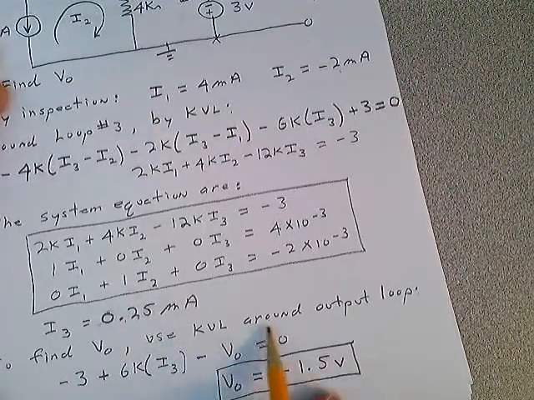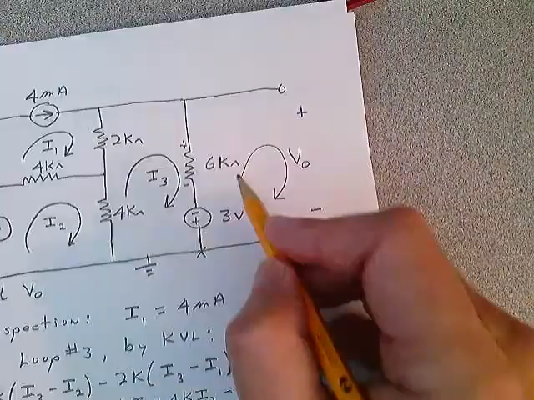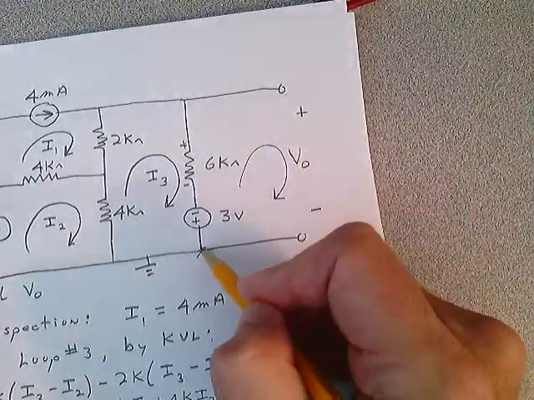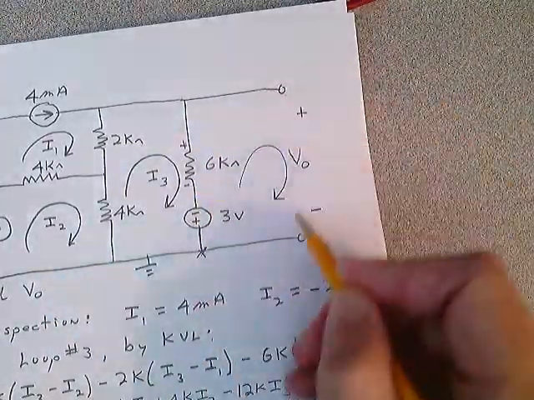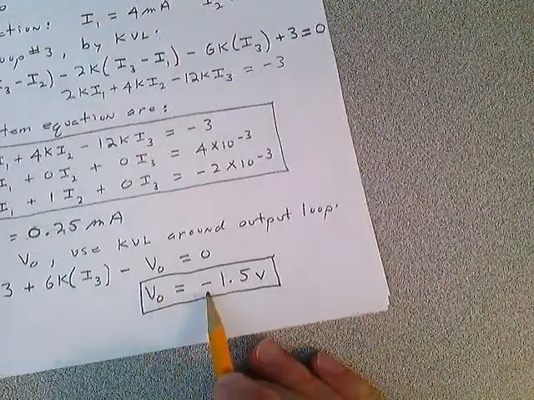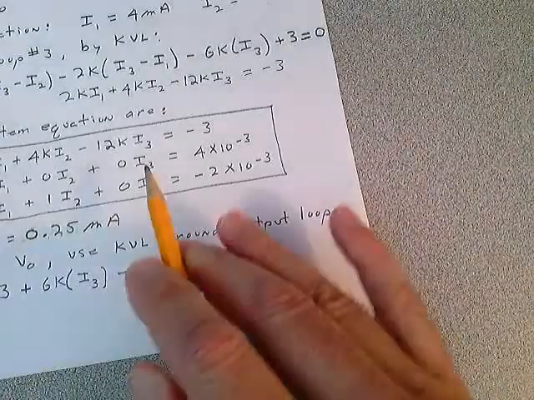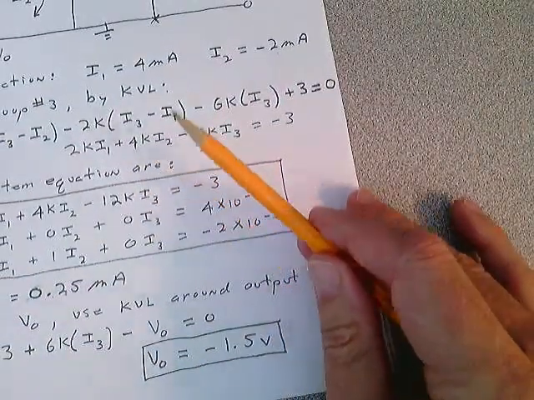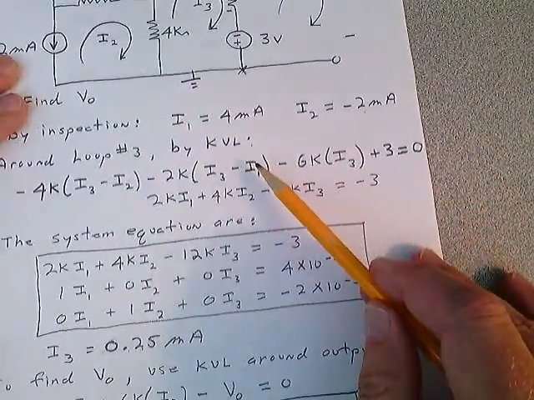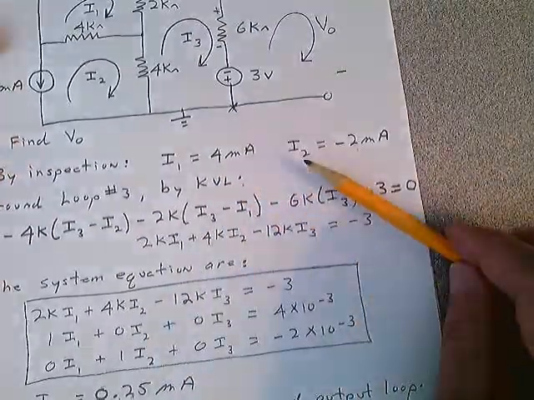If you can't see that, well, basically use Kirchhoff's voltage law around this outer loop. That's what you're really doing. You're doing Kirchhoff's voltage law around that loop. You can see that V out is minus 1.5 volts. This problem really is a 5-minute problem if you look at it and understand the techniques.